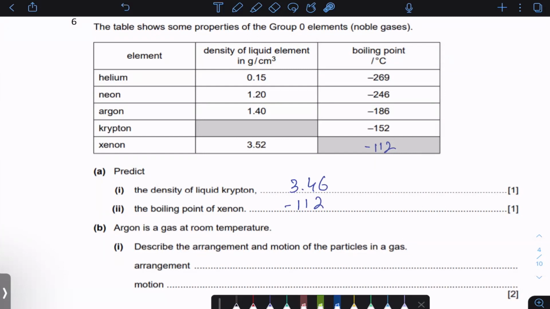In case you are not sure where this came from, sorry, this 3.46 should be 2.46. All I did was add these two and then divide by 2, because I wanted the average of these two. Okay, so that's how I got 2.46.